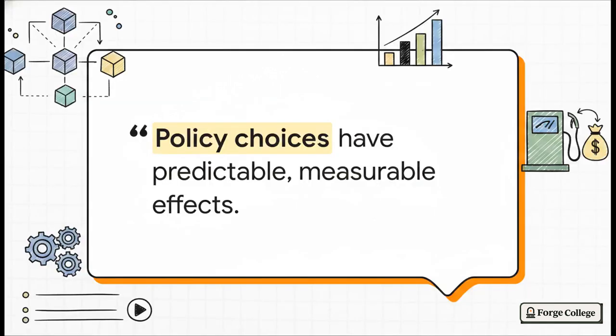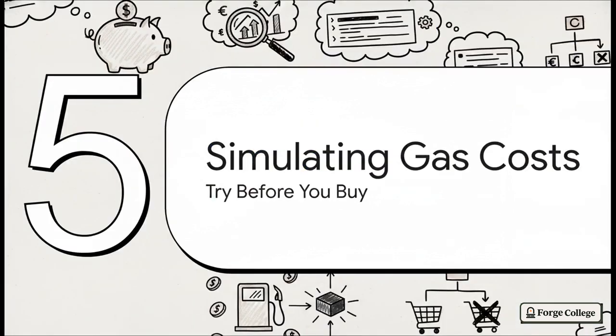And that brings us to a fundamental truth of paymaster integration. Policy choices have predictable, measurable effects. You literally cannot just guess your way through cost management. You've got to be entirely data-driven. You must measure gas usage for your typical flows, anchor your caps to those exact measurements, and simulate the whole shebang before you ever push to production. Which perfectly tees up our final segment.